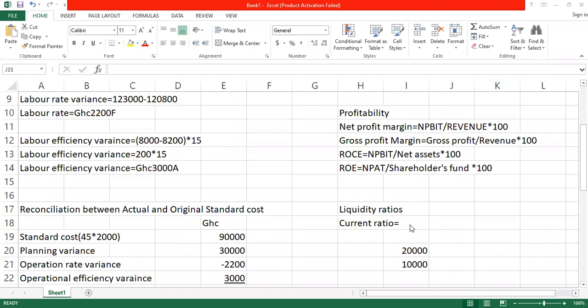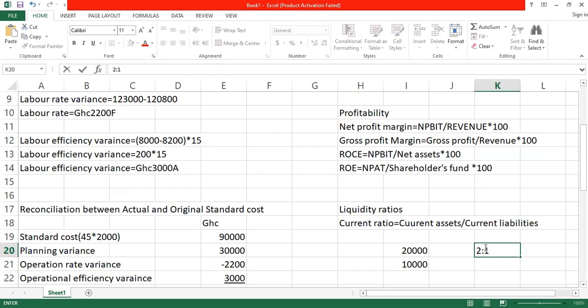That is the current ratio. How many times can our short-term resources pay off our short-term obligation? That is basically about the current ratio. That is why it is calculated as current asset over current liabilities. This is a ratio, all is to one. So if you do it, you see that it will be 2:1. So 2:1 means that your current assets can pay your current liabilities how many times? Two times. Twice. That is the meaning.